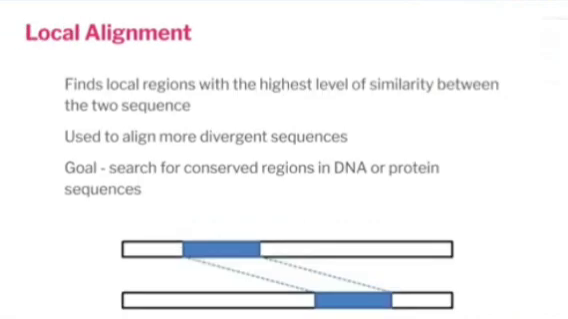Whereas local alignment is a method to align shorter regions within two sequences. This method is used to align more divergent sequences. The main goal of this methodology is to find the conserved regions of DNA or protein that are present in two sequences and are transferred to the next generation or the offspring.